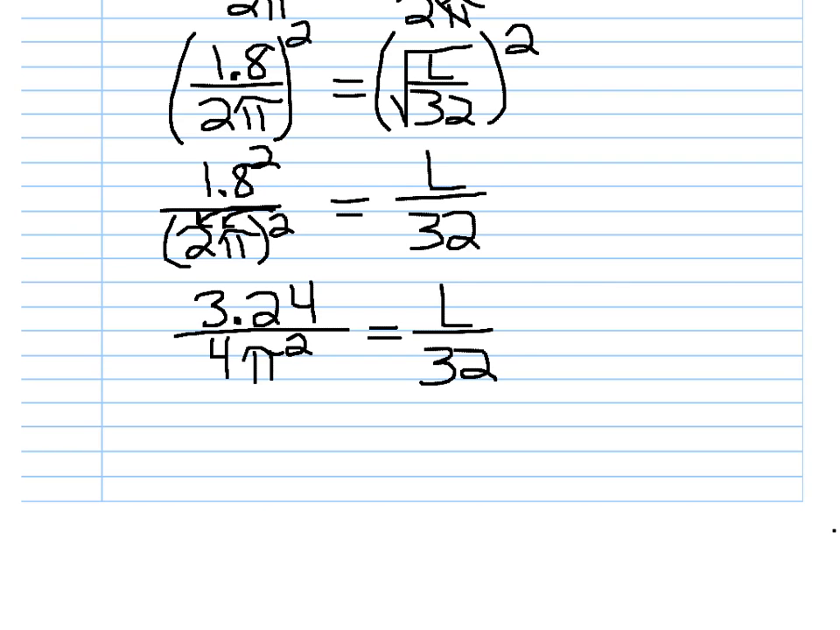Okay. Now I'm going to put this left-hand side into my calculator. But when I put it in the calculator, I'm going to make sure that I put my denominator in parentheses. So I'm going to have 3.24 divided by parentheses 4 times pi, do your caret symbol so you can have the exponent 2 raised to the second power. Once you do that calculation in your calculator, you should have 0.08207, so on and so forth, equals L over 32.